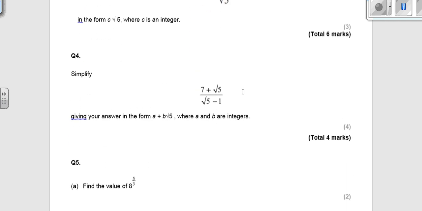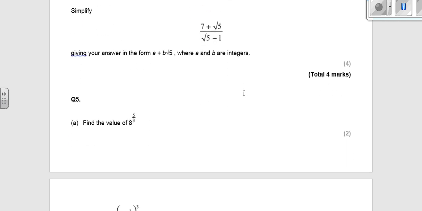Okay, so with this one we've also got to do some rationalising. But here, because we've got root 5 minus 1 on the bottom, we always multiply by the conjugate. So it means that we need to multiply it by root 5 plus 1. We need to change the sign in the middle. So we times top and bottom by root 5 plus 1.